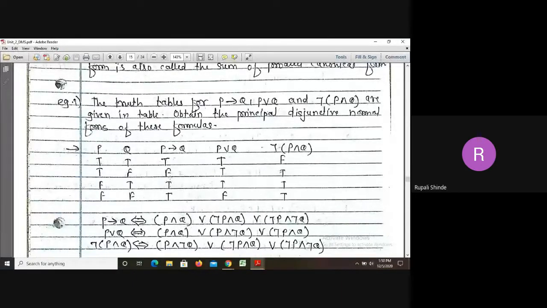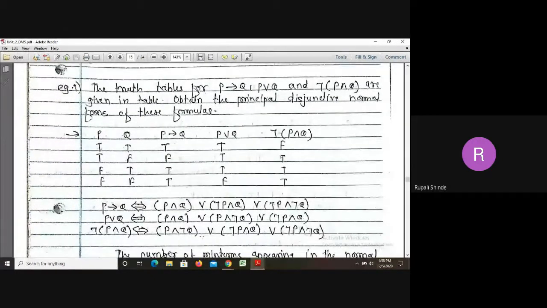Or now check again, the second T is written here. And for this T, the values of P and Q are F and T. So F means what? It is negation of P. And T means what? That is the original variable Q. So the second minterm is negation P and Q. Or again we have written here a third T. And for this T, the values of P and Q are F, F. In short, we have to take negation of both the variables: negation P and negation Q.